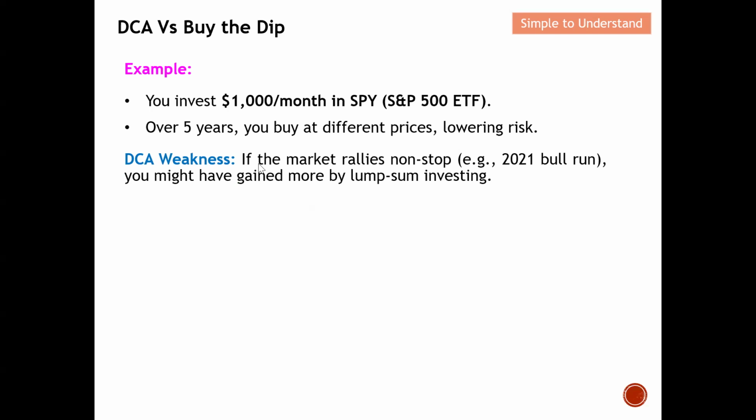For example, if the market rallies non-stop, which means it keeps increasing and increasing, for example in the 2021 bull run, we might have gained more if we had invested a lump sum, which means investing our whole amount at one time. Because this is a bull run, we benefit more than with DCA. So probably this is the only weakness of DCA.